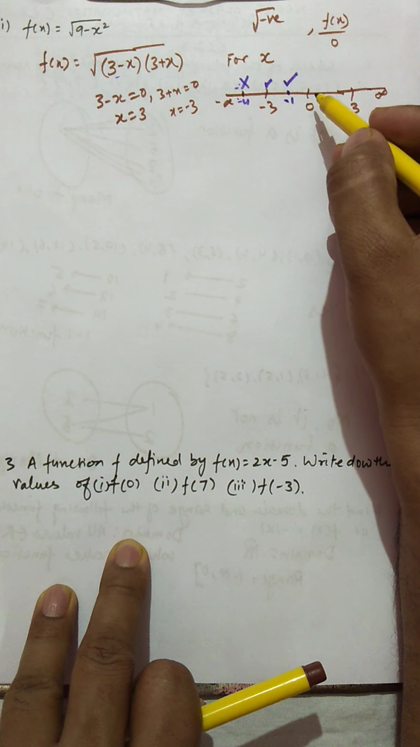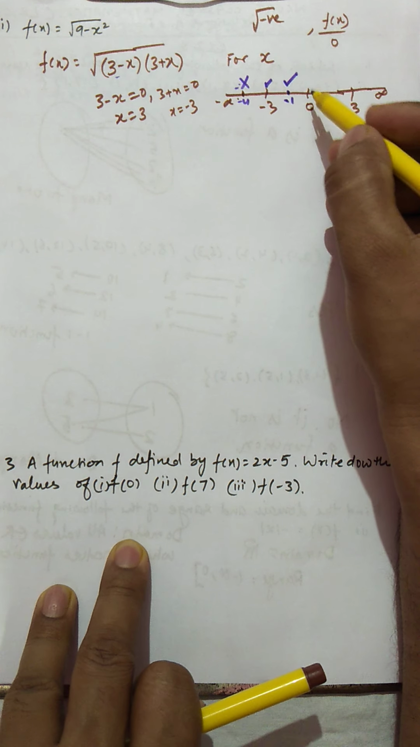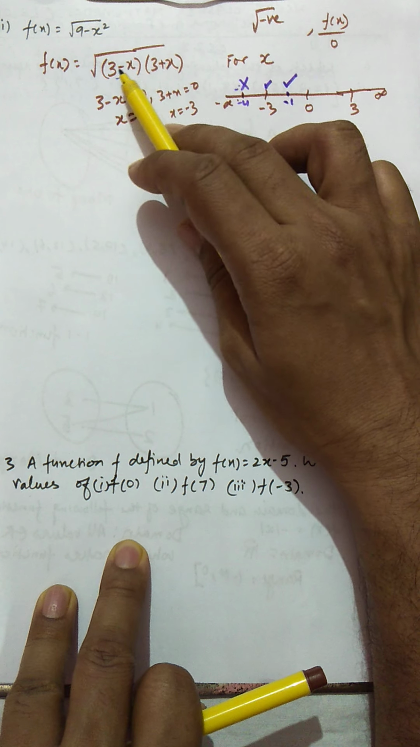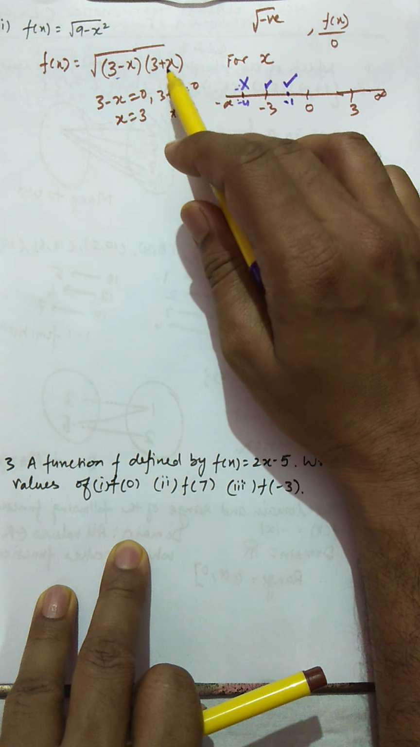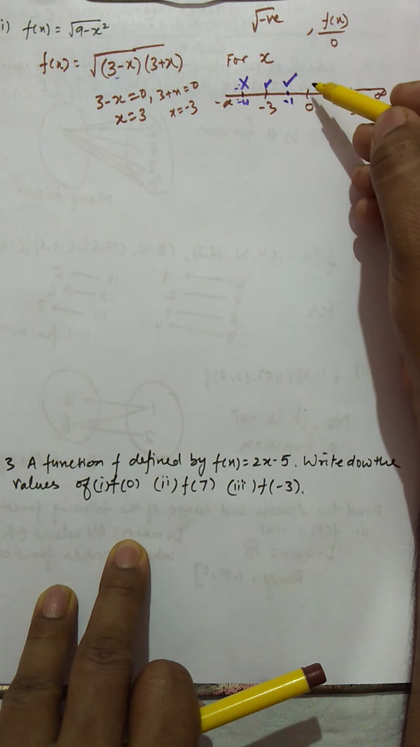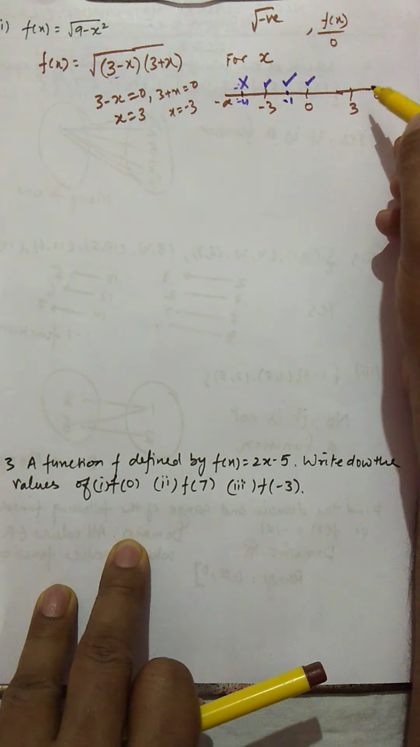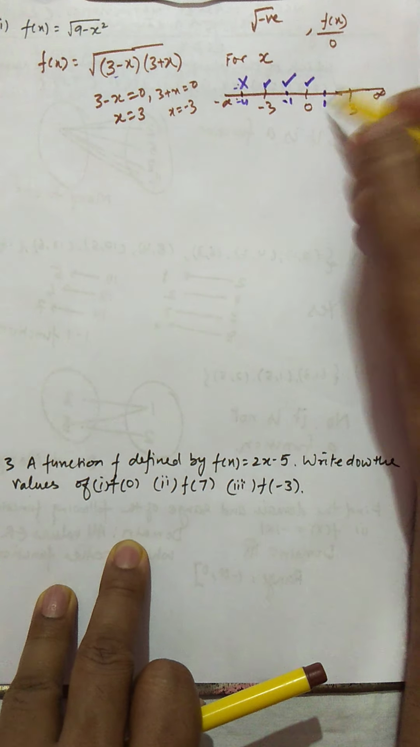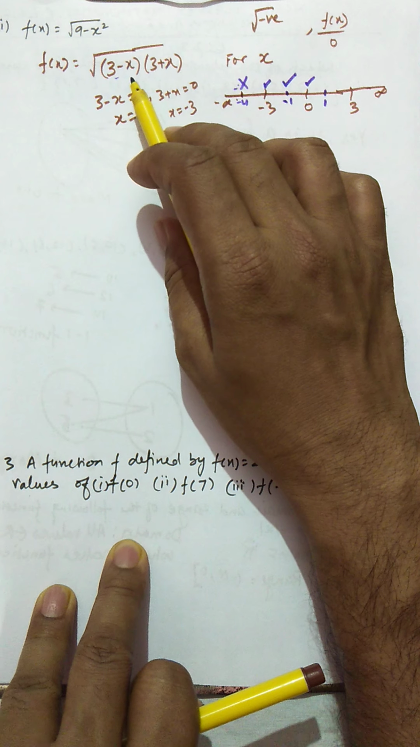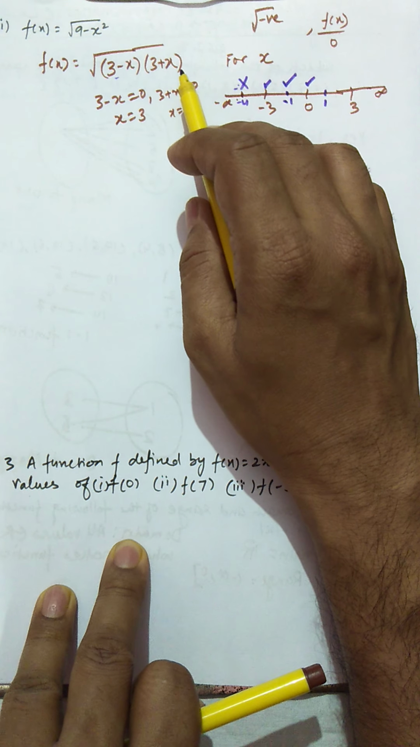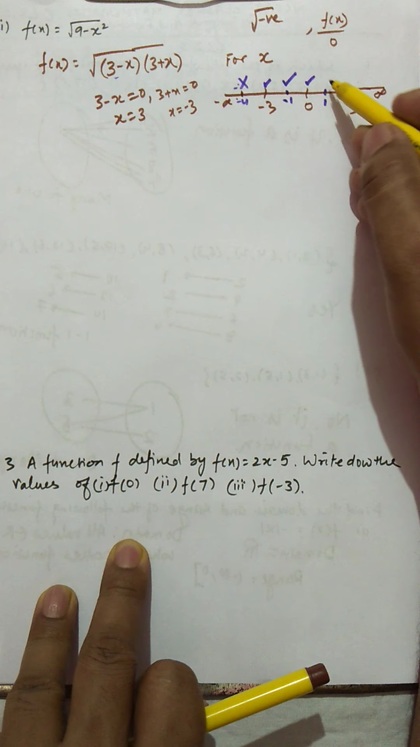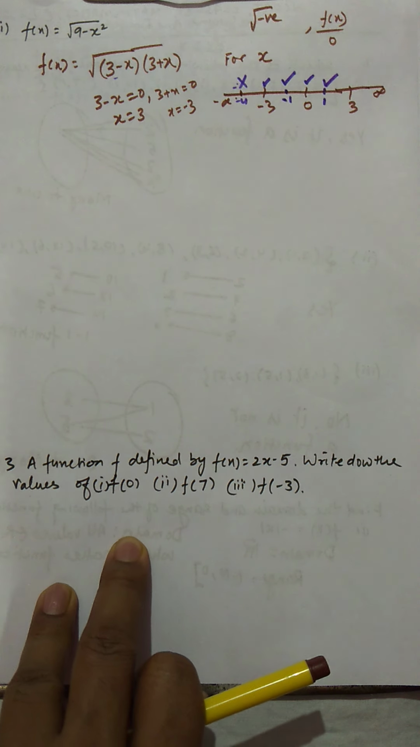Now we'll take 3 and 0. If I put 0, then 3 minus 0, 3 plus 0. So 3 into 3, 9. Still I can take this value 0. So this is okay. Now 0 to 3, you take any value. Let's take 1. So 1 you put here, 3 minus 1, 2, and 3 plus 1, this is 4. So 4 into 2, 8. It means this interval can also be taken.